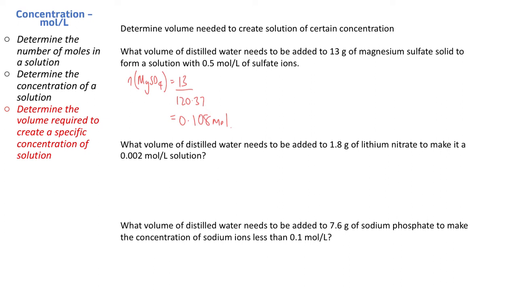I want to form a solution with 0.5 moles per liter. So the volume of magnesium sulfate is equal to n on C. So therefore that's 0.108 over the concentration that we require, 0.5, which will be equal to 0.216 liters, which is effectively 216 mils. Okay, so that's that one there.